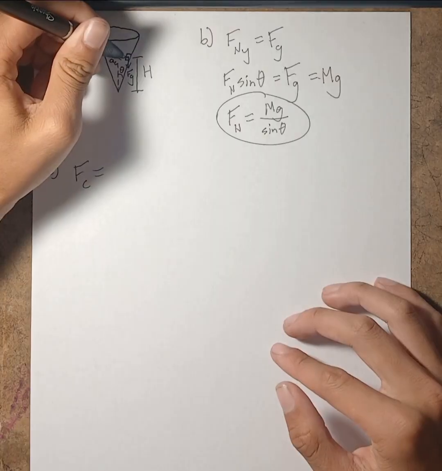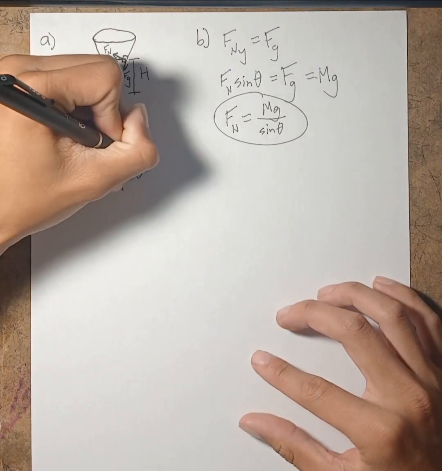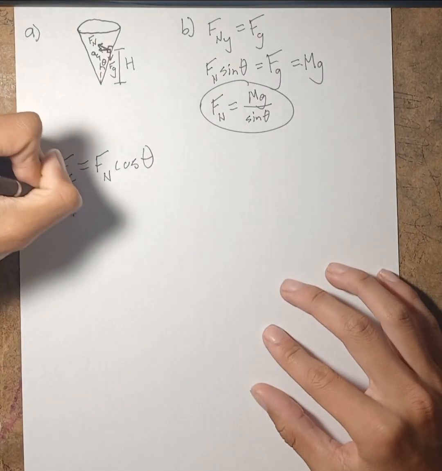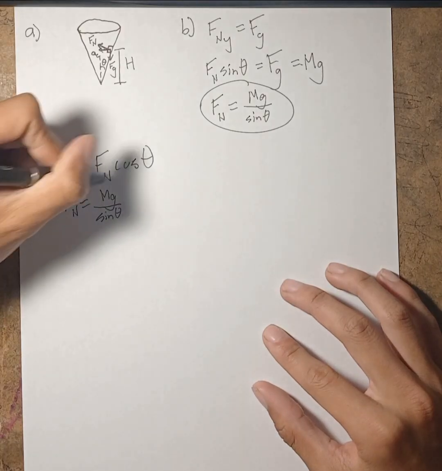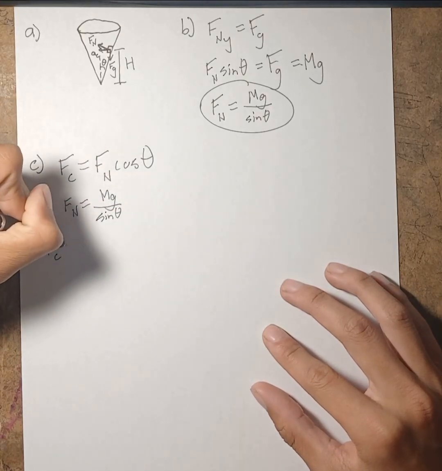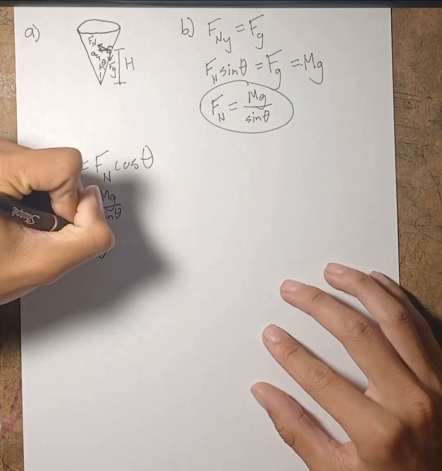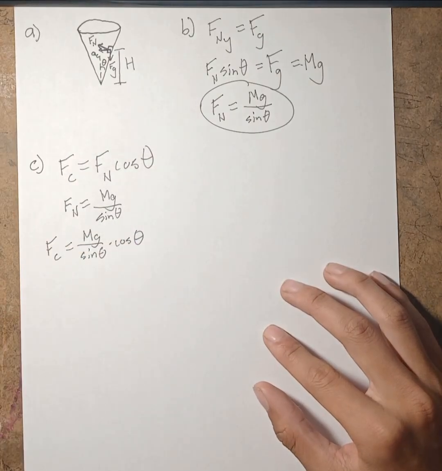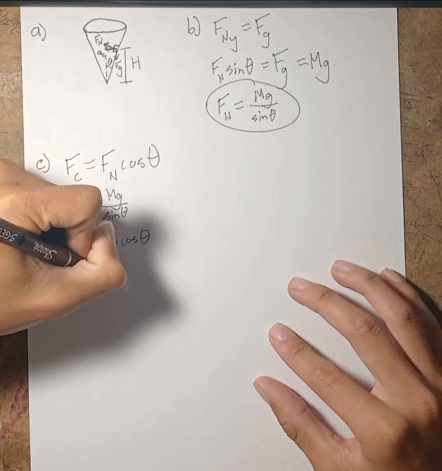And so since, again, the angle is right here, then that would be Fn cosine theta. Now, we already know that Fn equals mg over sine theta, and so we can just make that substitution. So Fc equals mg over sine theta times cosine theta. Cosine over sine equals cotangent, and so Fc equals mg cotangent theta.